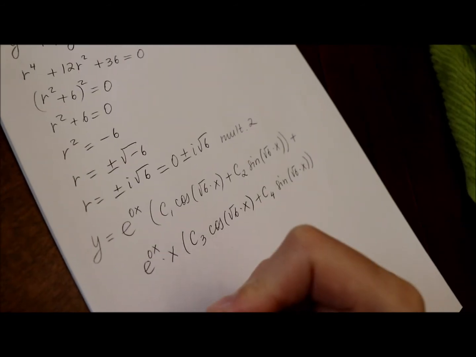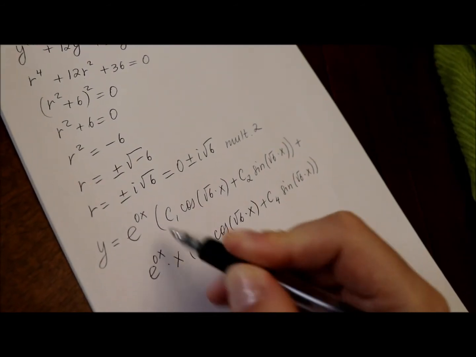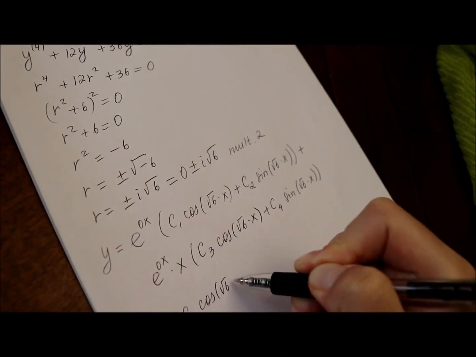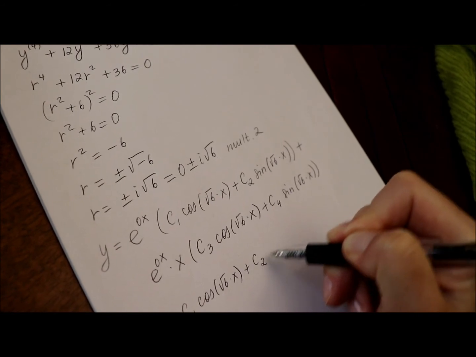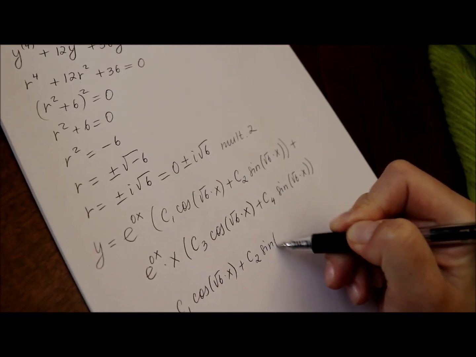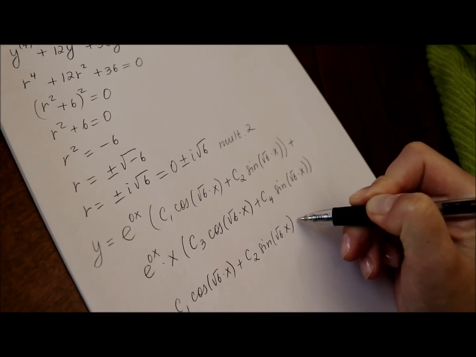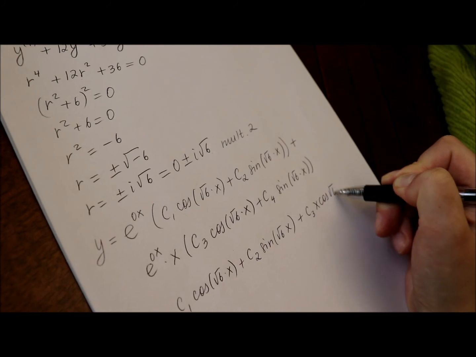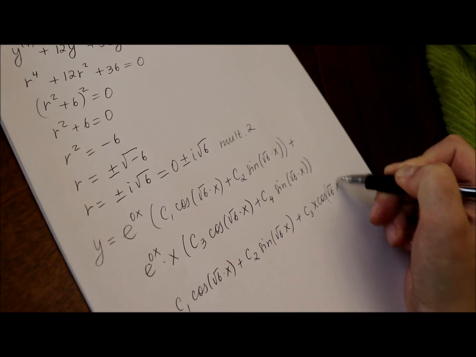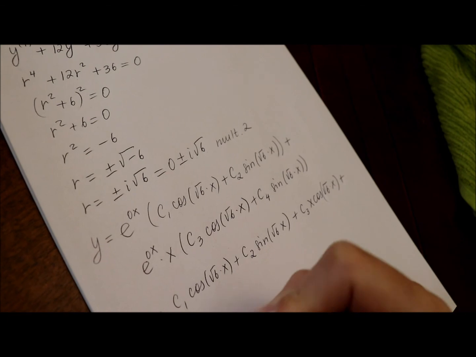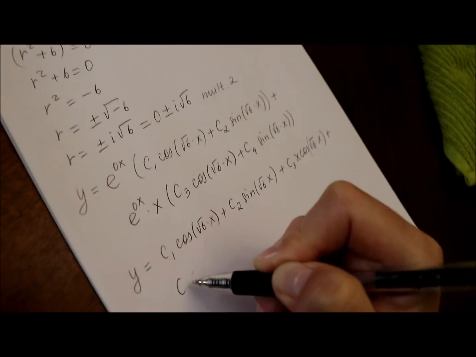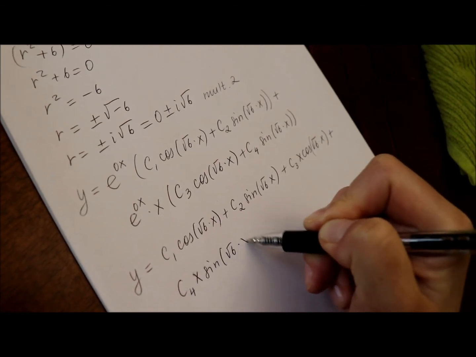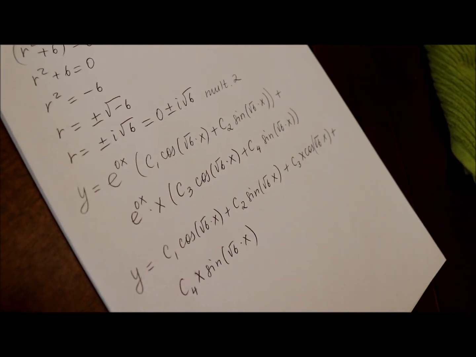Now let's simplify the exponential functions. e to the power 0 is equal to 1, so we don't have to write it down, and we get c sub 1 cosine square root of 6 times x plus c sub 2 sine square root of 6 times x plus c sub 3 x cosine square root of 6 times x plus c sub 4 x sine square root of 6 times x. And that is the general solution.